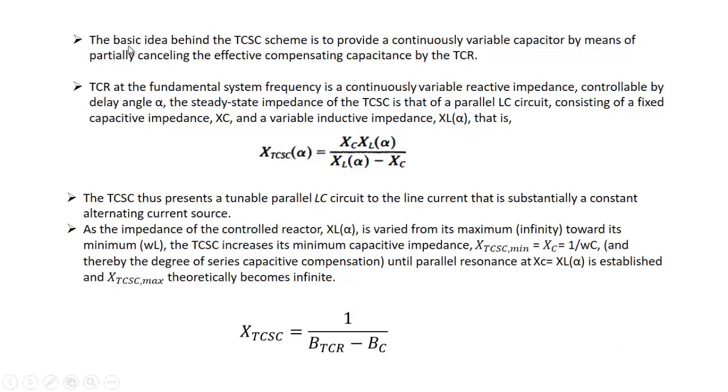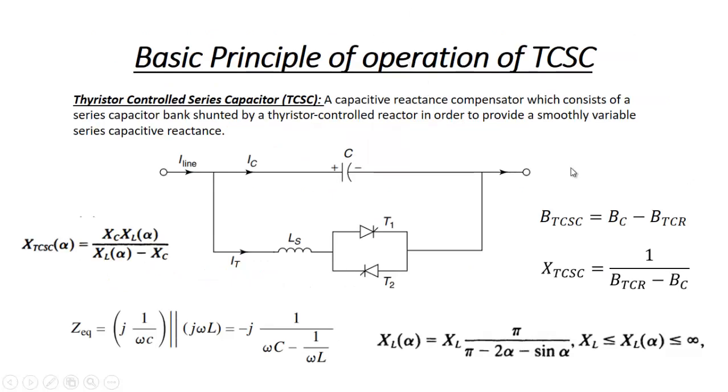The basic idea behind the TCSC scheme is to provide a continuously variable capacitor by means of partially cancelling the effect of the compensating capacitance by the TCR. Here the line current I line will be equal to IC plus IT, and this IT depends upon the value of BTCR. As BTCR changes, IT will change, and the overall current, I line, will change, because their phasor sum changes accordingly.